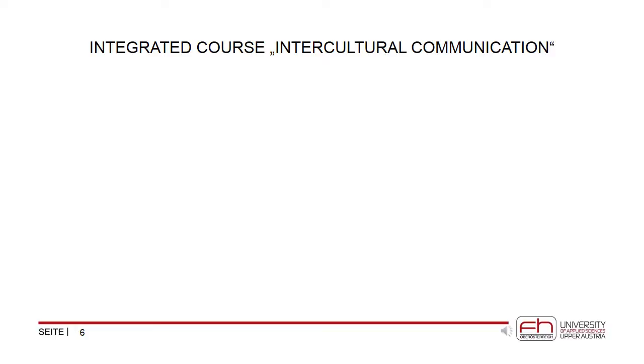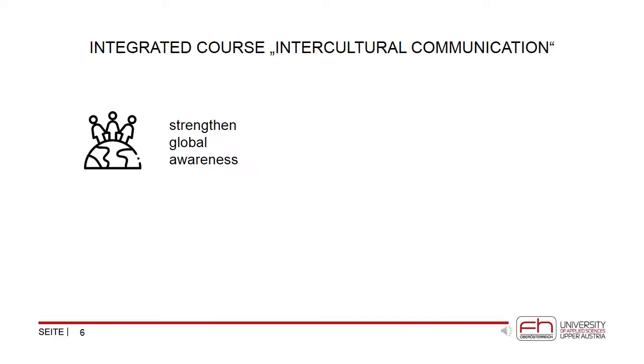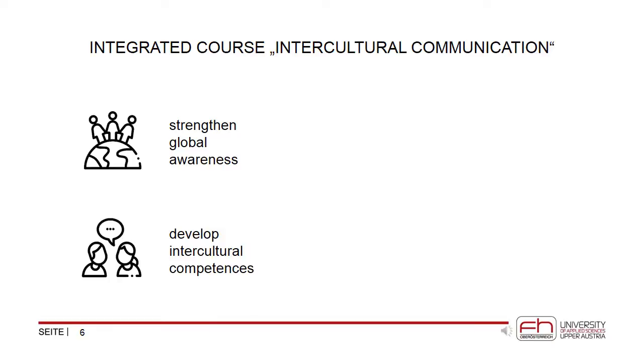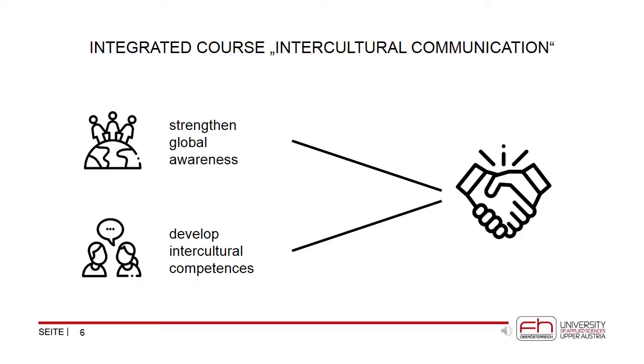The integrated course takes place at the Hagenberg campus and aims to strengthen students in their global awareness and seeks to develop their intercultural competencies so that they can unfold their full potential in international negotiation settings in a situational, contextual, and efficient way. In order to be able to implement this, a 3-stage teaching learning format is chosen.